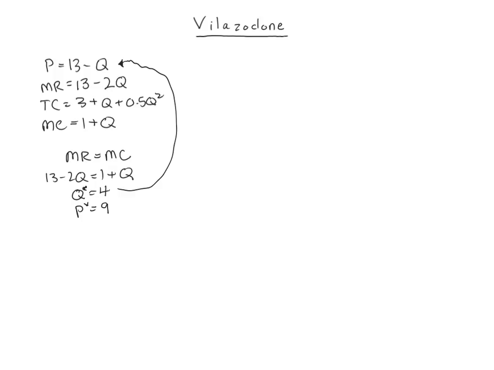So our total cost when we produce 4 units is 3 plus Q, which is 4, plus 1/2 of 4 squared. 4 squared is 16. So that's 3 plus 4 plus 8, which is $15. And then our total revenue is P times Q, so that's 4 times 9, which is 36. So our profit is going to be 36 minus 15, $21 of profit, which is pretty good considering we only sold 4 units.